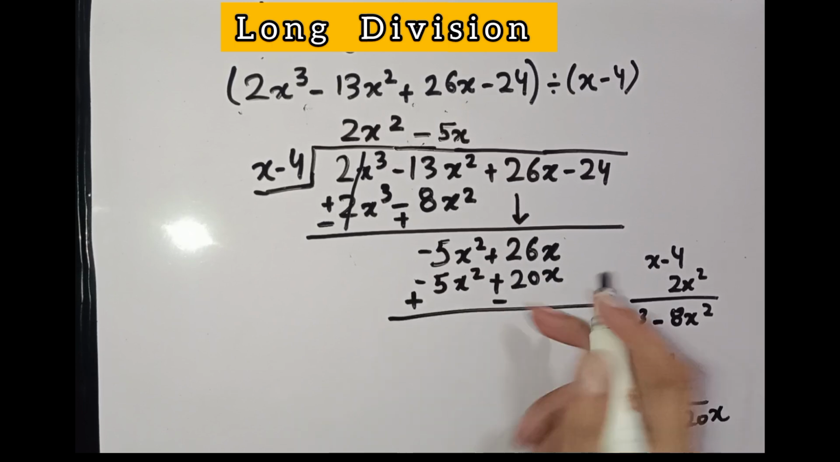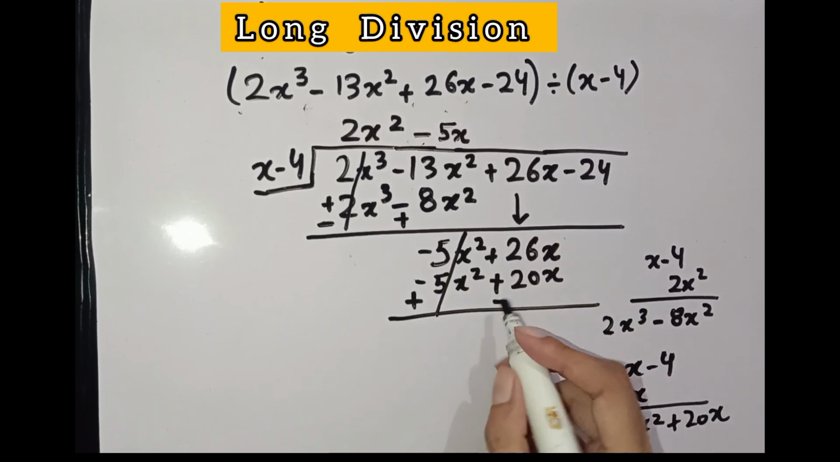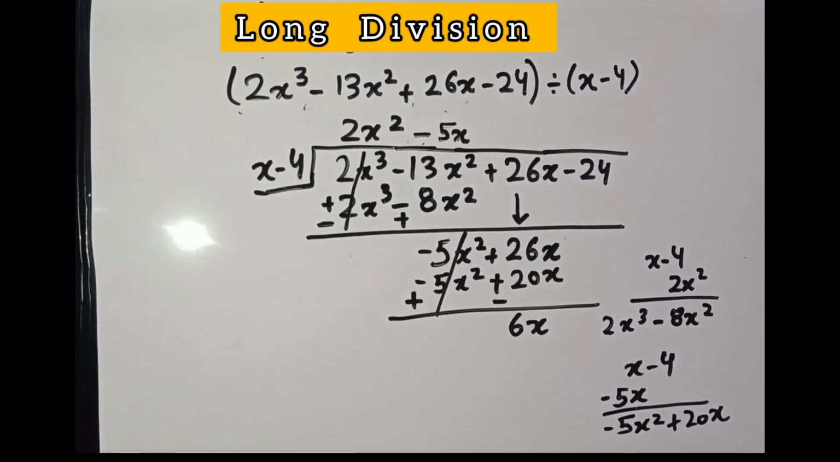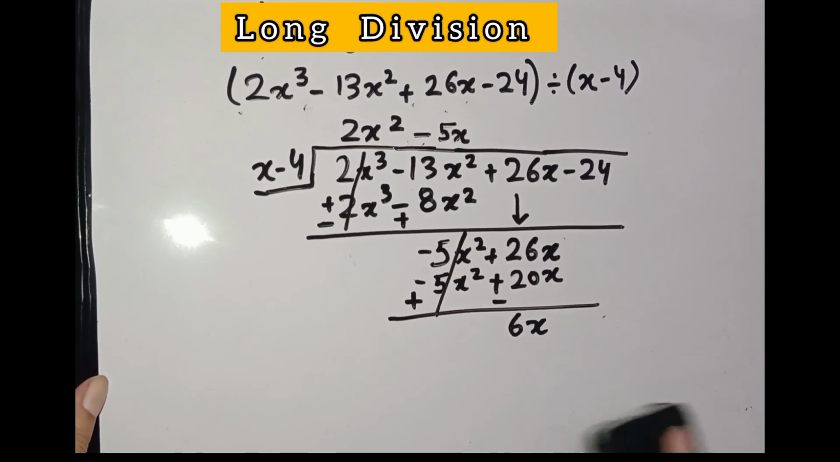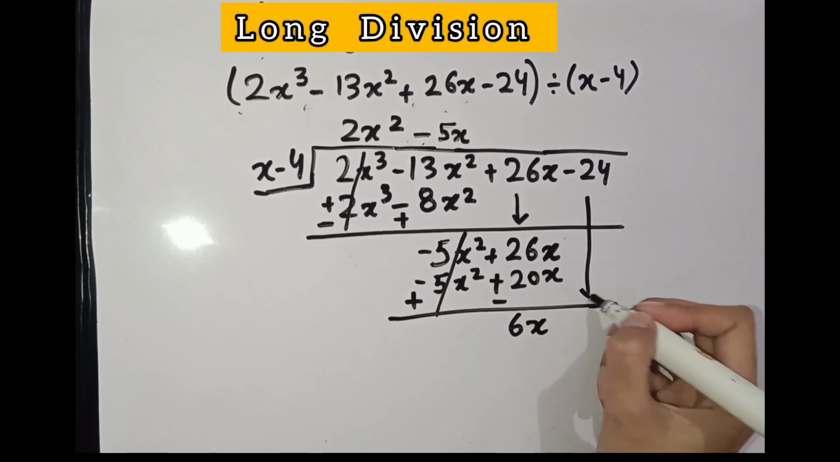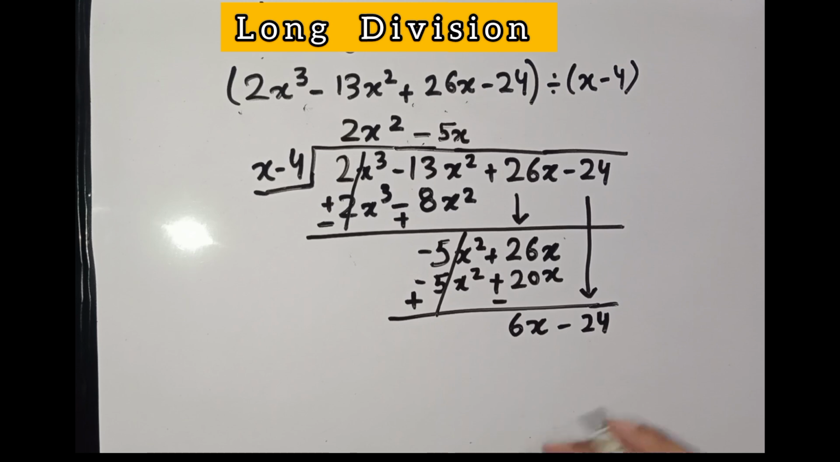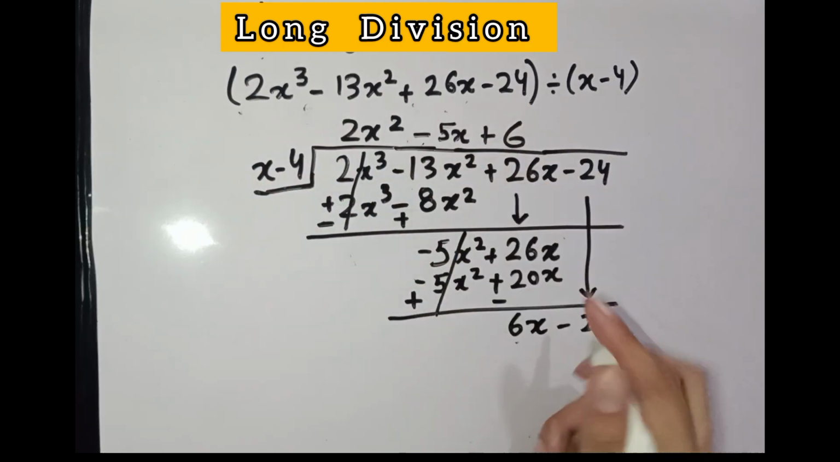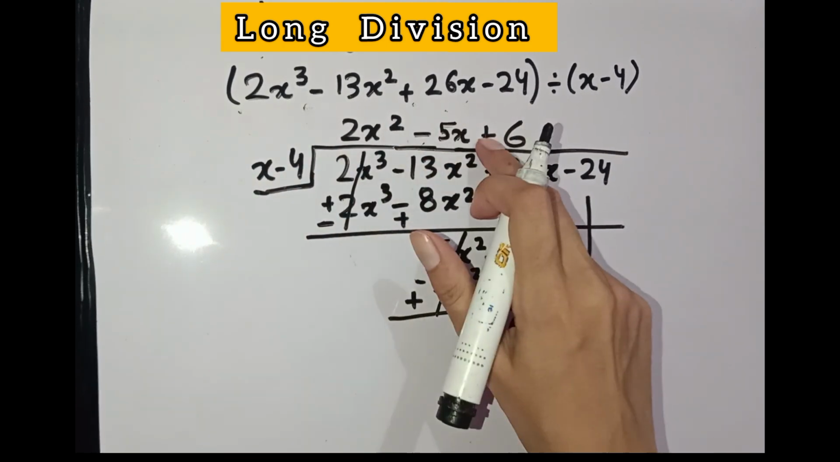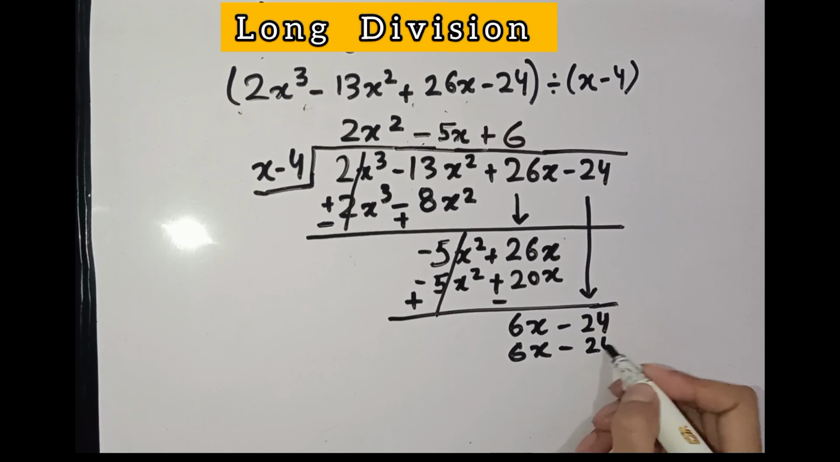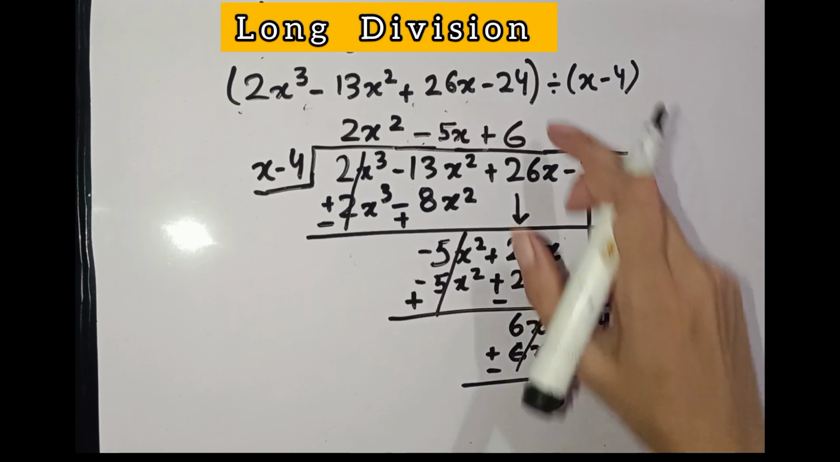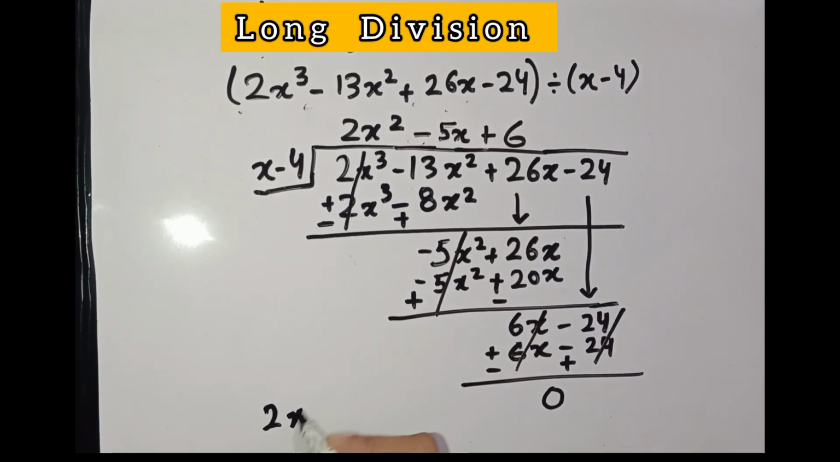Now we are going to subtract them, changing the signs, and then 5x squared gets cancelled. We get 6x, and then 24 comes down. You have to find 6. We have x minus 4 over there, so we just need a 6 to make it 6x. So x times 6 would be 6x, and minus 4 times 6 would be minus 24. Subtracting again, we get 0, so there is no remainder left.